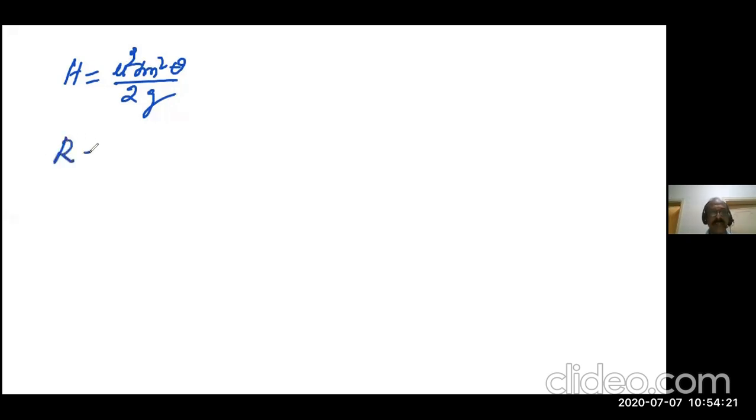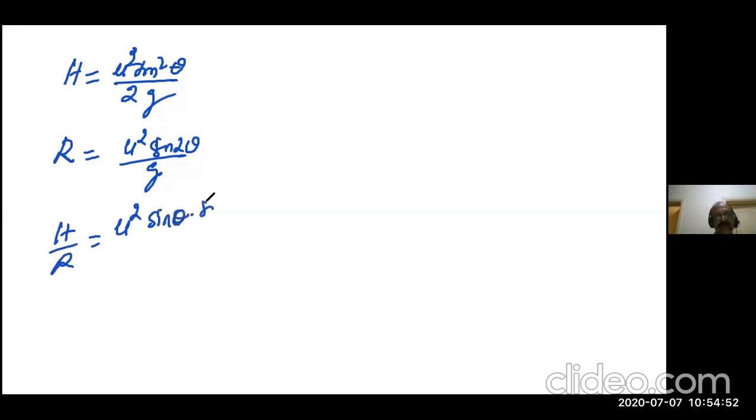Horizontal range is equal to U squared sine 2 theta by g. Any doubt? Now the H by R ratio. U squared sine squared theta we can write as sine theta into sine theta. Isn't it?